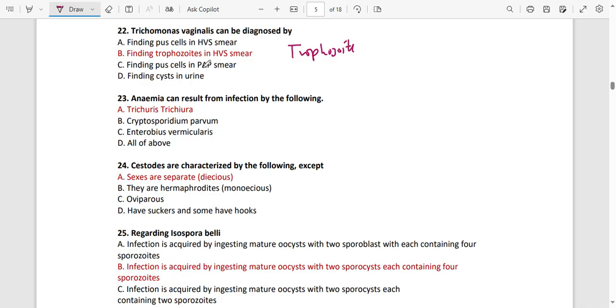Pap smear is also used. Pap smear, you look at the cells. Pus cells, these are white blood cells, and they're not the ones that we look at.